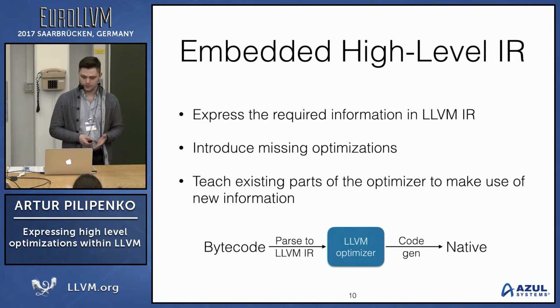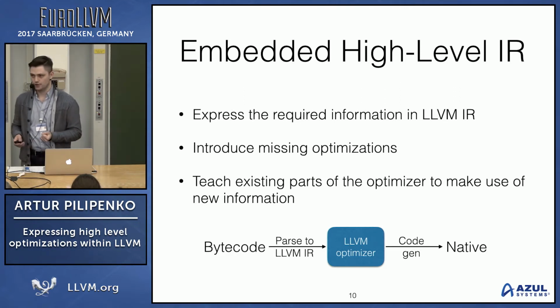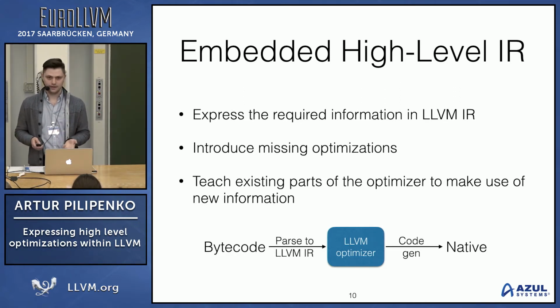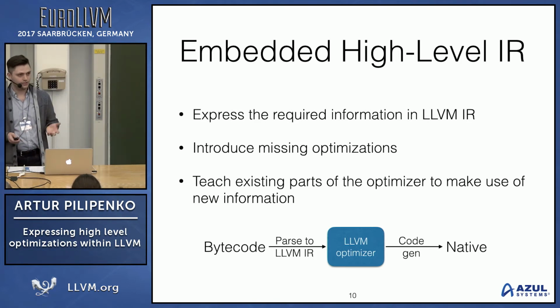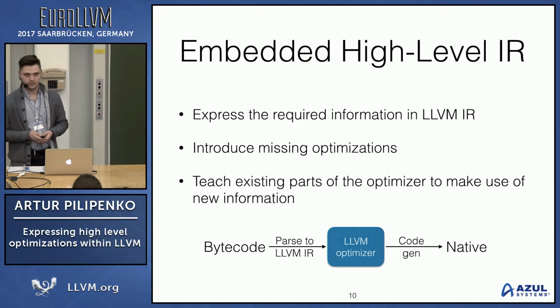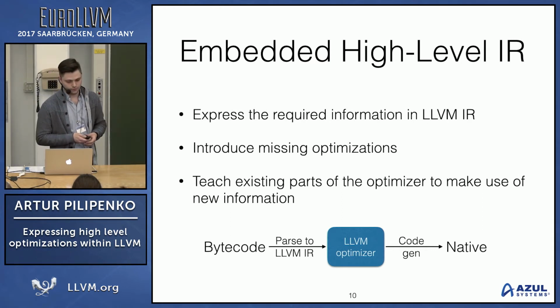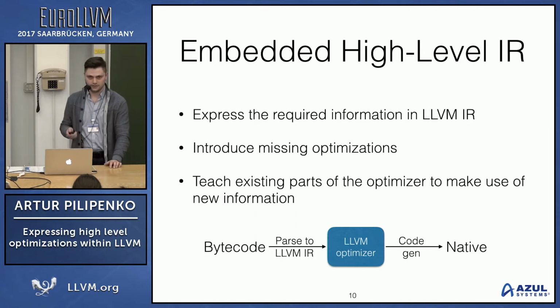So the decision was we want to make use of the existing infrastructure as much as we can. And to do this, we decided that we will express all the high-level information we need in LLVM IR, and we called the resulting IR embedded high-level IR. And we would introduce some missing Java-specific optimizations, and we also will teach some parts of the optimizer to make use of this extra information we provide.